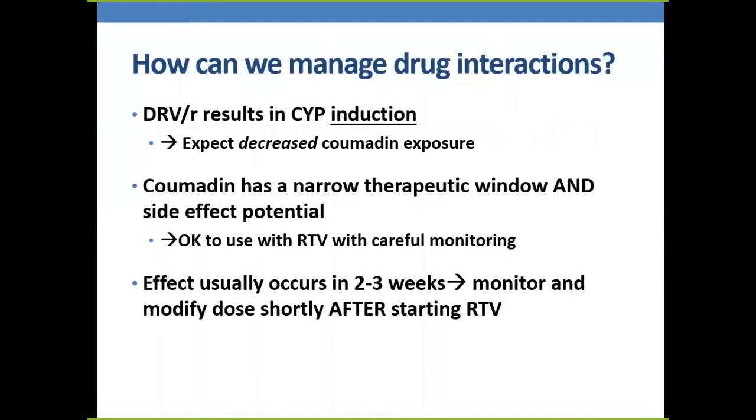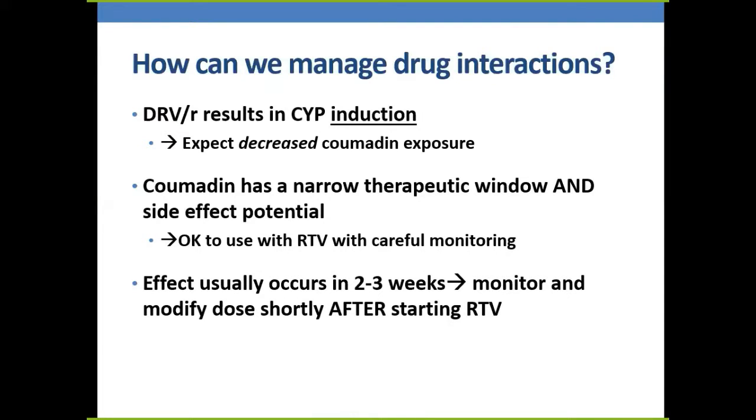So how can we manage the drug interactions in this patient? Remember, darunavir ritonavir is going to result in induction of the cytochrome P450 system. Induction means that we would expect a decrease in the Coumadin exposure, since Coumadin is a substrate of that system. Coumadin does have a narrow therapeutic window and a side effect potential, so it is one of the drugs that we would want to use caution with when using ritonavir, since it's a substrate of this system.